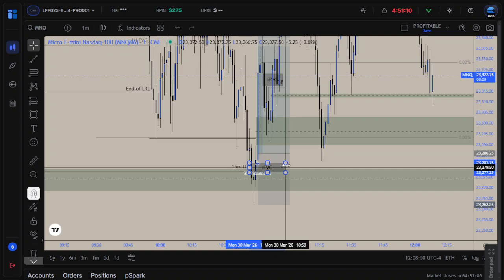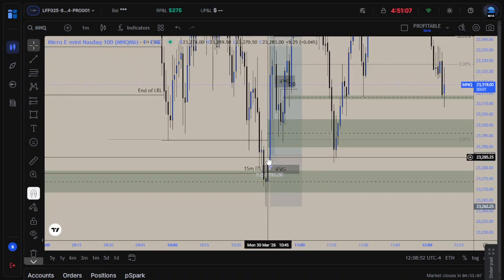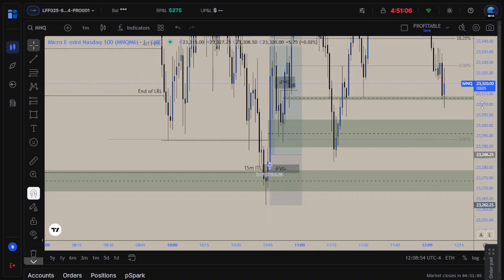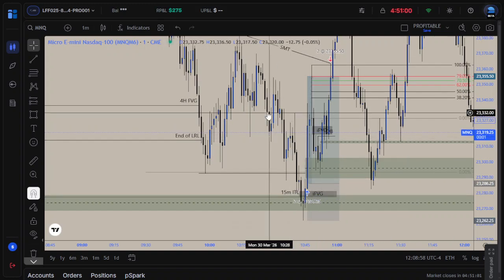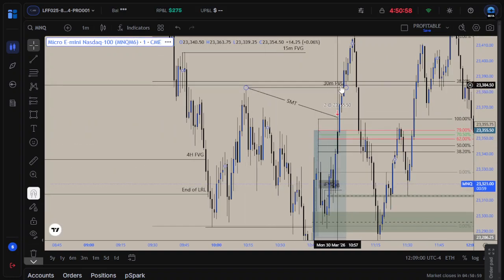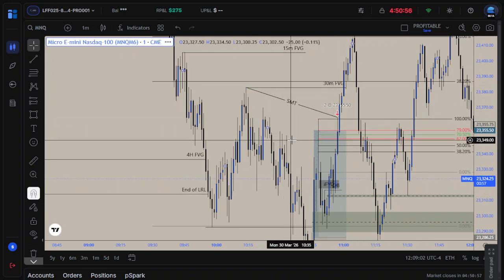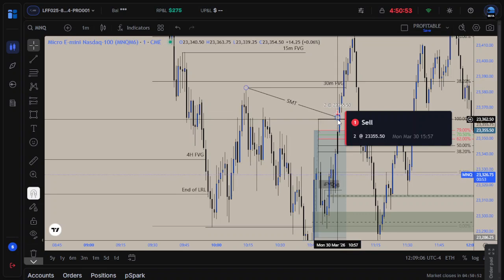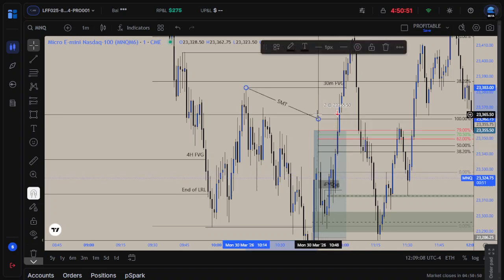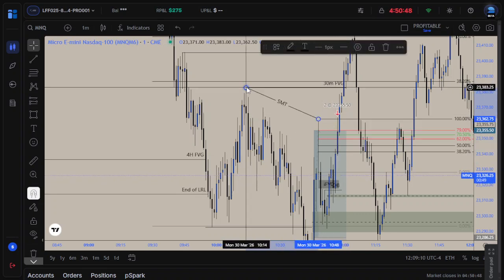1 minute IFG there. We got that. I entered just slightly after, because of my fill, and then I entered there, and I was targeting the unfilled 30-minute gap. I should have closed here. Because yes, took out that high inside the 30-minute gap.